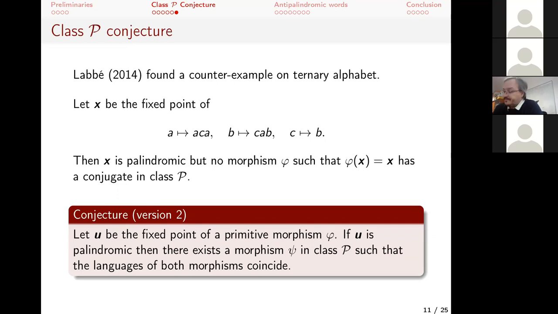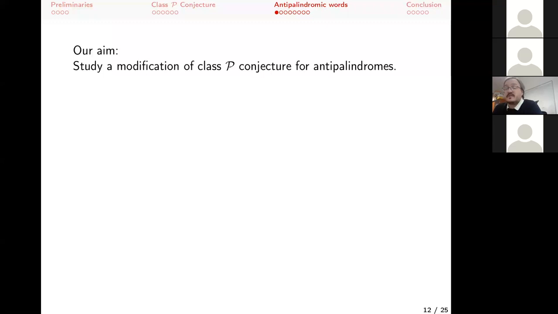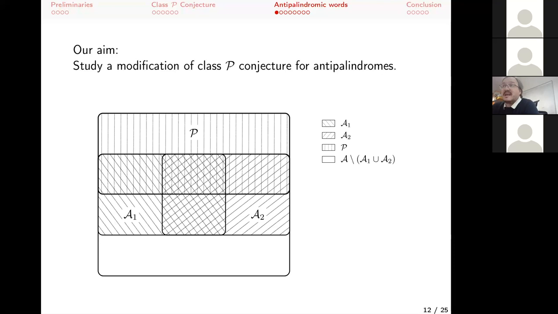And what was our aim? Well, we were trying to do something similar in the case of antipalindromic words. So, to study a modification of this class B conjecture for antipalindromes, to find a class of morphisms which, first of all, do generate antipalindromic fixed points, and at the same time, any antipalindromic fixed point is either a fixed point of a morphism in this class or has a conjugate or something like that. So in the end, we defined two classes, A1 and A2, and this is a summary of our results. I will come back to this image at the end of my talk.